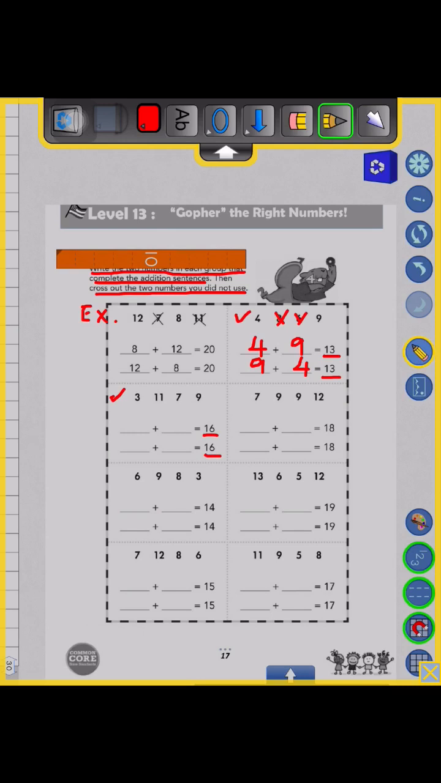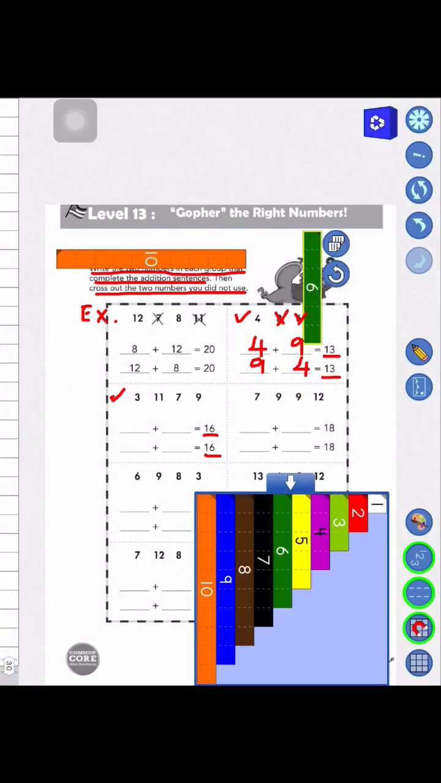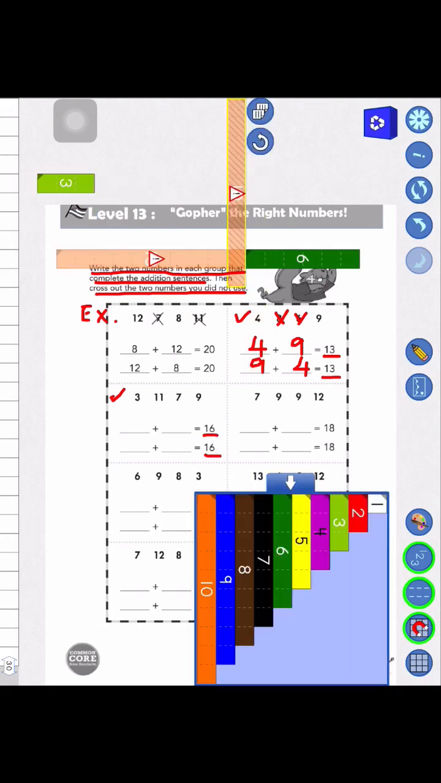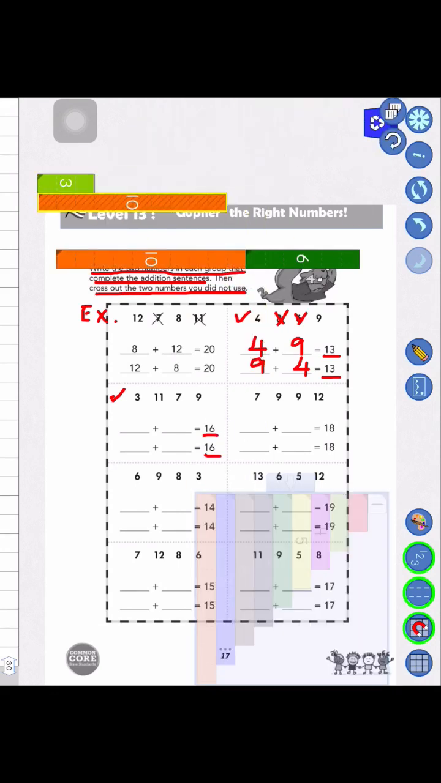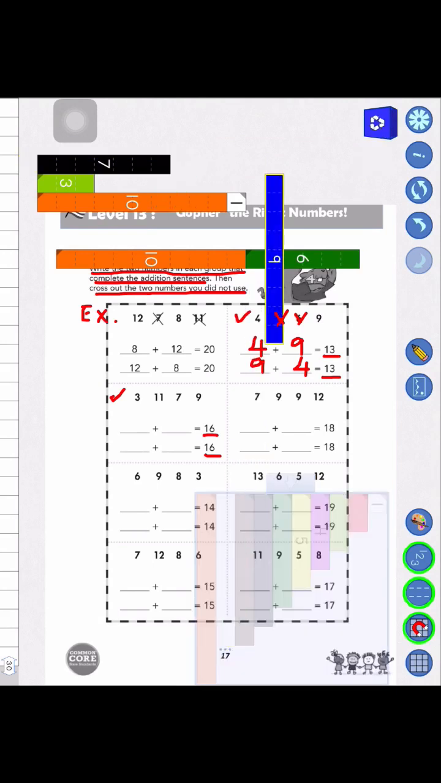The sum is 16. So 16 is 1 ten and 6. So we put one number 10 rock and number 6 rock. And then we get number 3. And then 11. So 11 is 1 ten and 1. And then we get number 7, and also number 9.